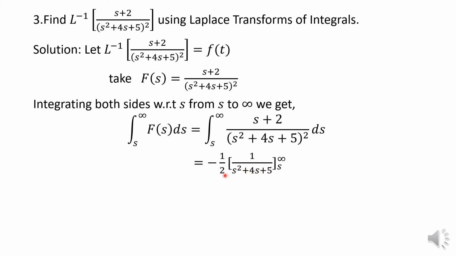And where does this 2 come from? This comes after multiplying and dividing by 2. Therefore we get minus 1 by 2 times 1 by s square plus 4s plus 5 between s to infinity, and after applying the limits of integration you will get this, 1 by 2 into 1 by s square plus 4s plus 5.